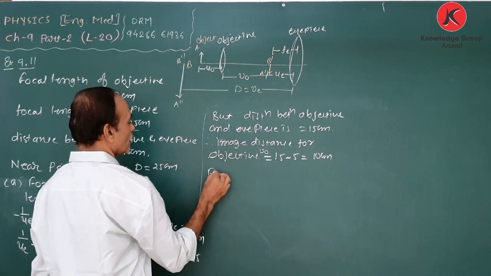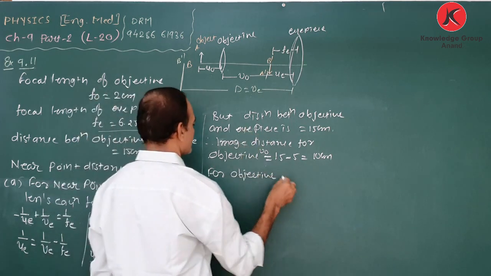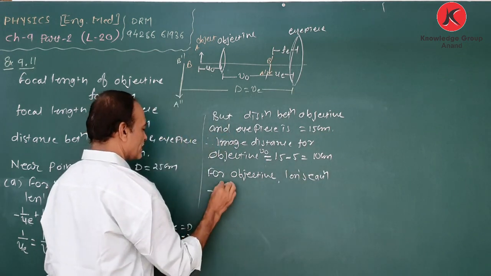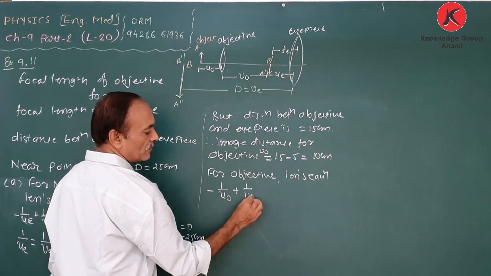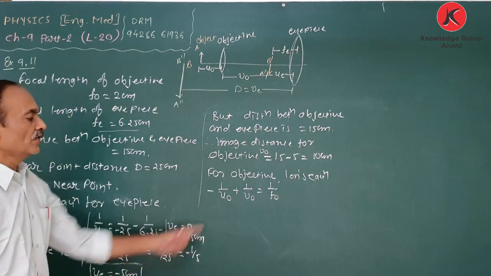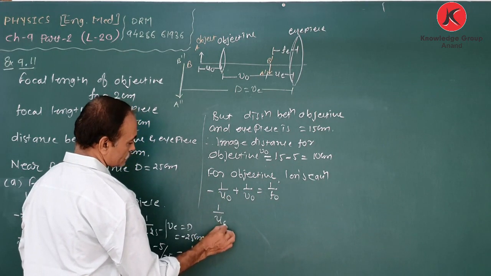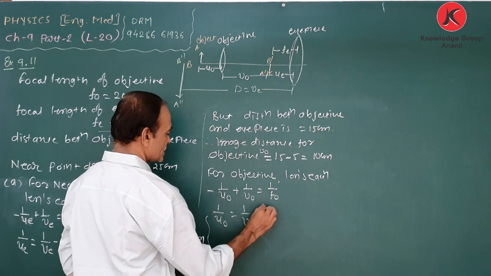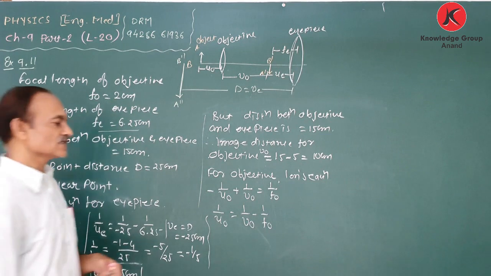Now, for the objective lens equation, minus 1 upon U0 plus 1 upon V0 is equal to 1 upon F0. We require the U0. Therefore, taking this side, 1 upon U0 is equal to 1 upon V0 minus 1 upon F0.